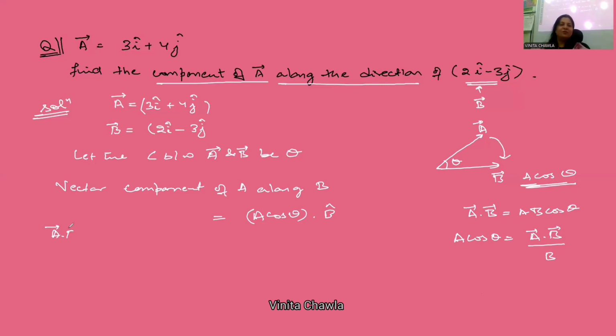Vector A dot vector B is equal to 3 i cap plus 4 j cap, and vector B is 2 i cap minus 3 j cap. 3 2s are 6, plus minus minus 4 3s are 12. It is minus 6.